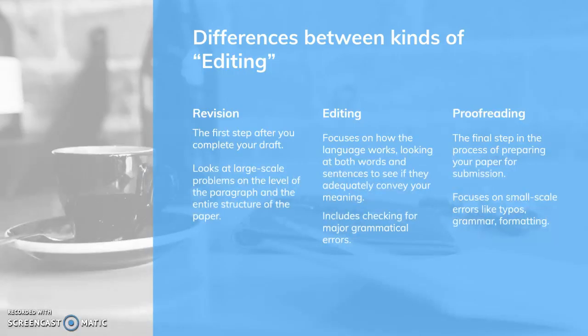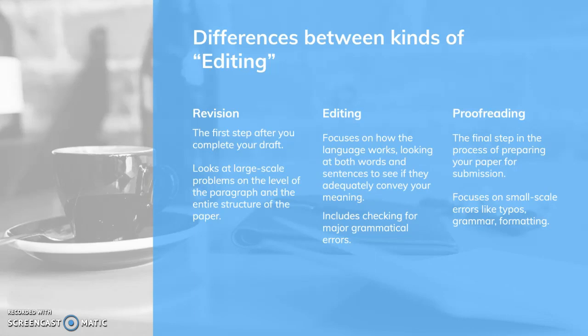A lot of times when we're thinking about editing, we're actually thinking about the very small final stage, which is proofreading. Sometimes we forget that there's a whole lot of other things you can do to an essay to make it perfect. And that's not just making sure you have little typos. So starting with proofreading, which is the final step, you're preparing your writing for submission. So when you proofread, you're checking for small-scale errors like typos, grammar, and formatting.